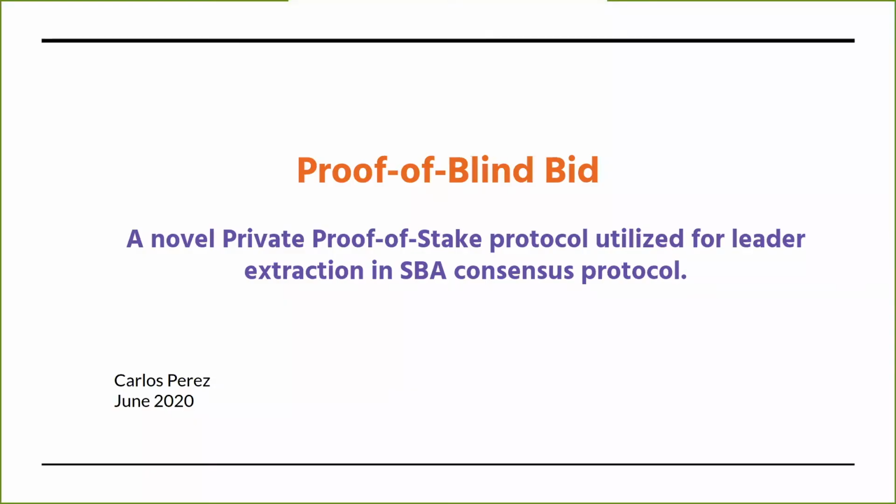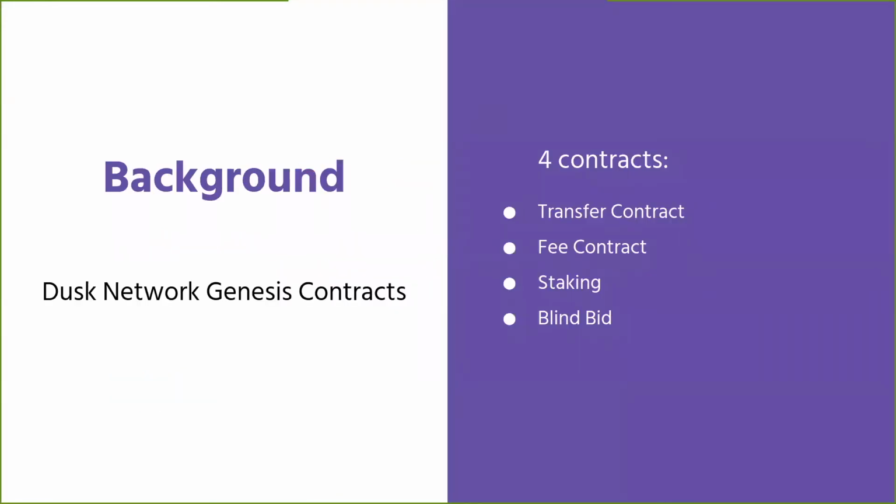It will basically be about the proof of blind bit, also some related stuff that I think is interesting for everyone to know. To set a little bit of background here, blind bit is one of the four Genesis contracts that the Dusk network would have. And it's responsible, as its name says, for providing all of the logic and the functionalities needed to perform the blind bit protocol over the SVA consensus algorithm.